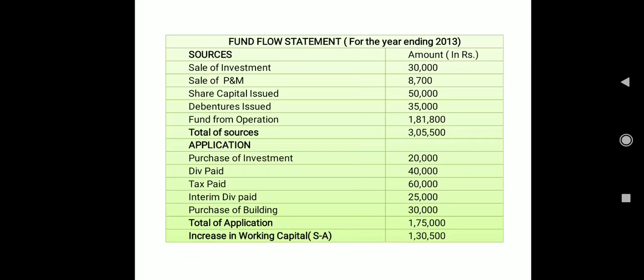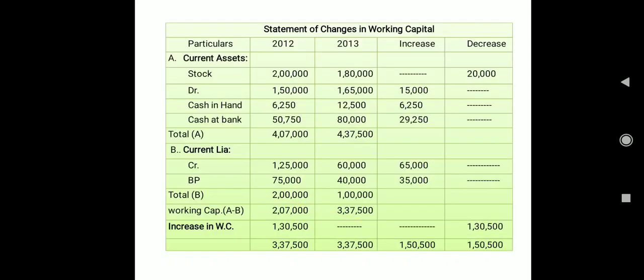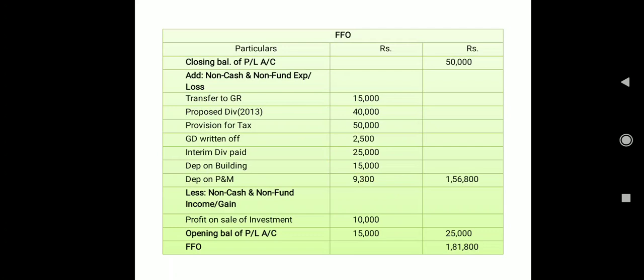Total of application we are going to make, and last class also I have told you, make sure the difference between total of source and total of application should be equal to your increase or decrease in working capital, whatever you have got in your first step. So increase in working capital, sources minus application. S denotes sources and A denotes application. 3,05,500 minus 1,75,000, we are going to get the increase in working capital 1,30,500, which is exactly the same as the increase in working capital we got in our statement of changes in working capital. So that means till now the solution is correct.